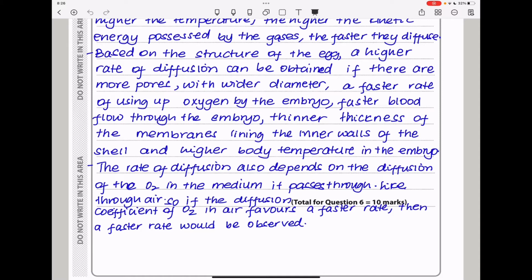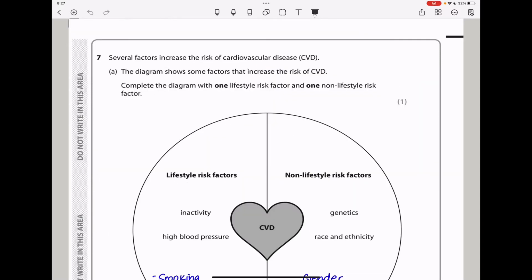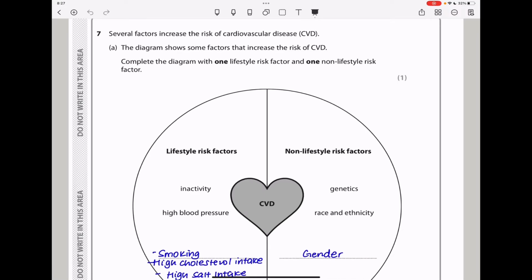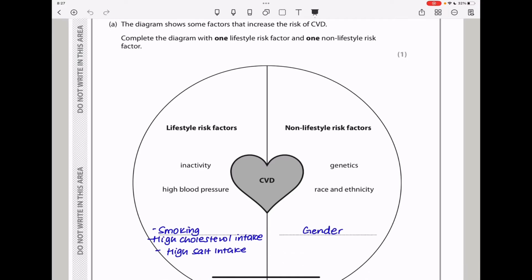So this brings us to the end of question 6. Let us continue to question 7. Question 7. Several factors increase the risk of cardiovascular disease, CVD. The diagram shows some factors that increase the risk of CVD. Complete the diagram with one lifestyle risk factor and one non-lifestyle risk factor.